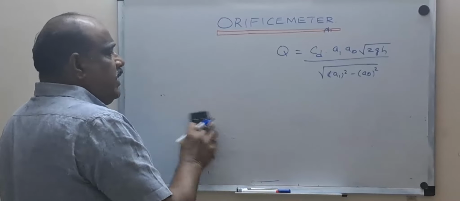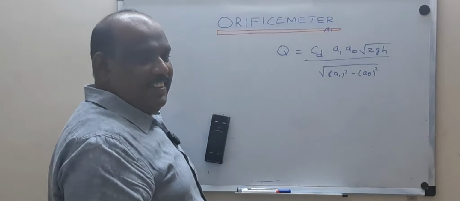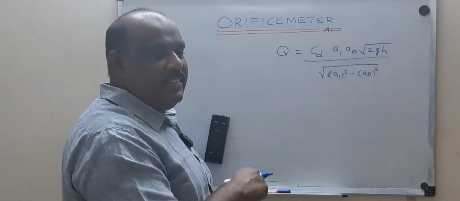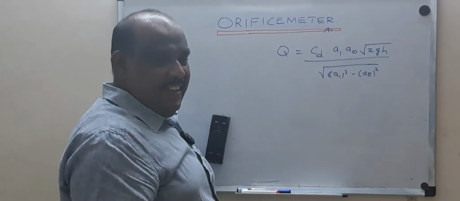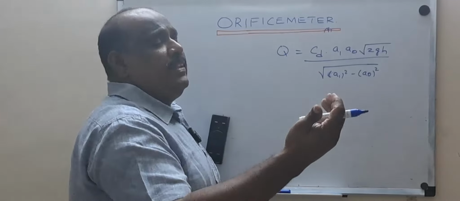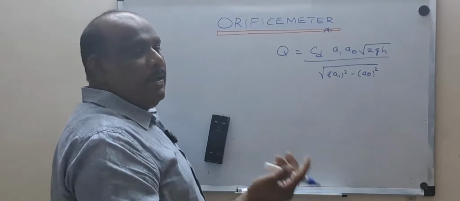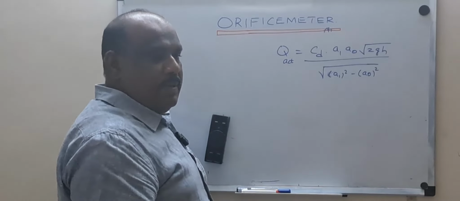Whether it's actual discharge or the theoretical discharge? No, it's actual discharge. Why? Even though it's derived, we may feel that it should be theoretical discharge, but I am telling this is actual discharge. Why? Because CD is also there. CD gives the ratio of the actual discharge to the theoretical discharge. Since CD is also there, it becomes your actual discharge.